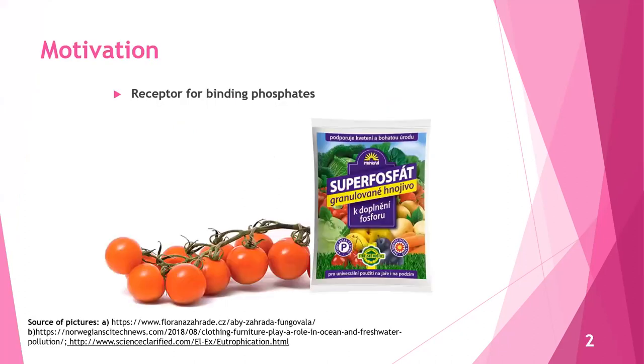Before I start with my own results, I would like to tell you some words about our motivation and maybe inspiration, because the main aim of my work is to prepare a receptor with a suitable selectivity towards phosphates. Although we know that these anions naturally occur in nature, their distribution is highly dependent on human activities. We all know that these anions are used in the form of chemical fertilizer to improve the growth of our plants. However, if you ever ask yourself, what happens with these nutrients if they aren't fully utilized by these plants?